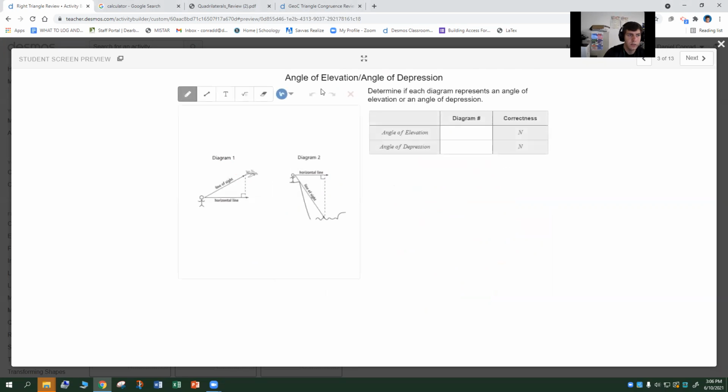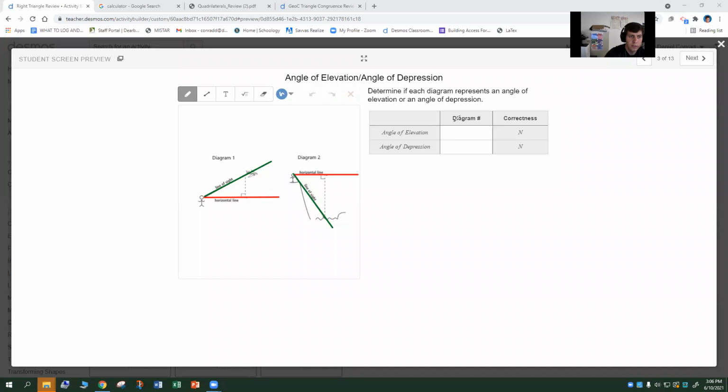All right, next question talks about angle of elevation and angle of depression. So if you're looking out at a horizontal, like we are in both of these pictures, if you're above that horizontal, that's an angle of elevation. You're elevating it. You're going up. Okay. If you're looking below that horizontal line, that's an angle of depression.